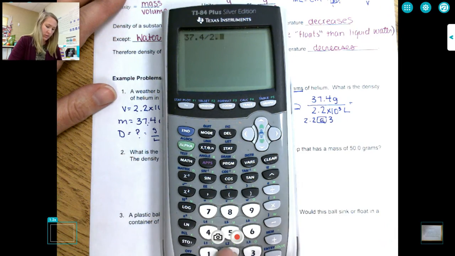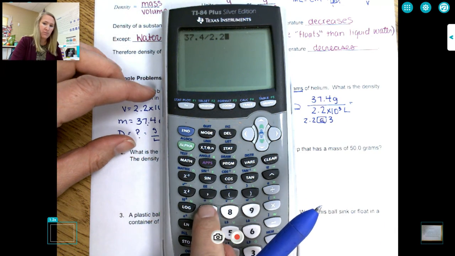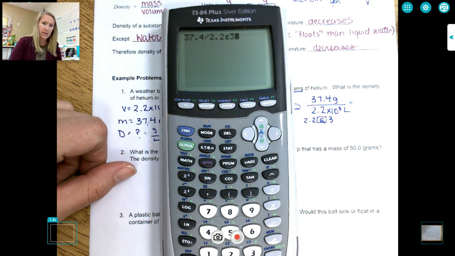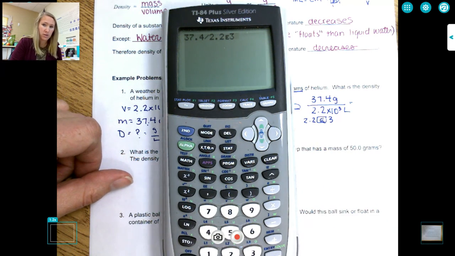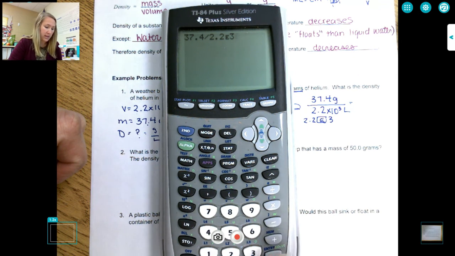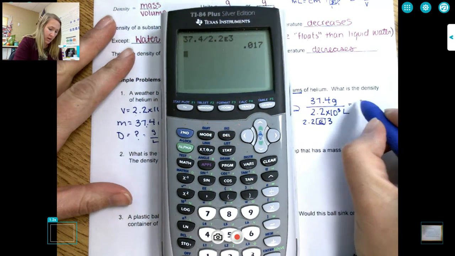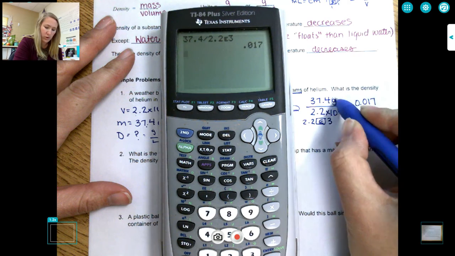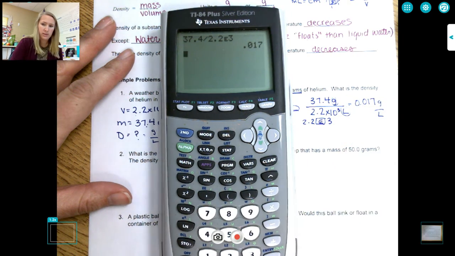So I type in 2.2. My EE button is above my comma, so I'm going to do second comma, and then the number 3, and that gives me 2.2 times 10 to the third. It's important that we use this button. We're going to use it all through the course, but it's going to make sure that we don't inevitably add a factor of 10 to any of our numbers or miss a factor of 10. So I do that. I click enter, and I get a number of 0.017, and my units I carry over, grams over liters.